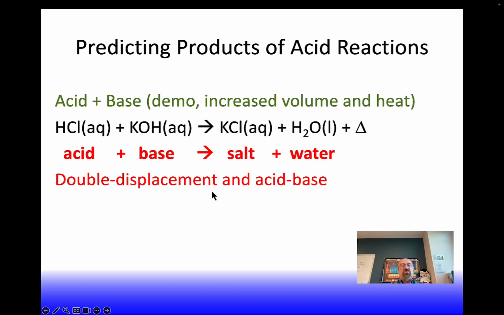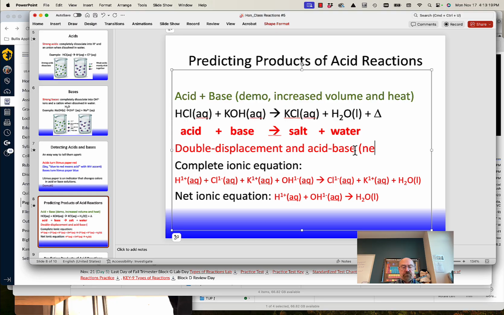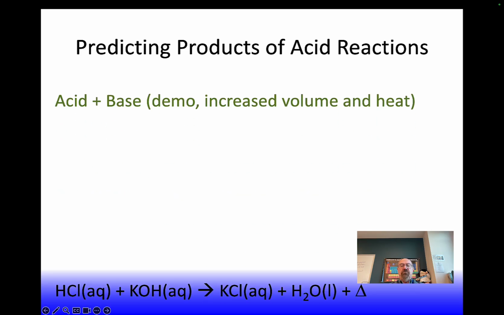It is a double displacement reaction. It's a subtype of double displacement called acid-base. Sometimes we call it a neutralization reaction. We can actually put that in. Okay, we can also put that in, that's fine.